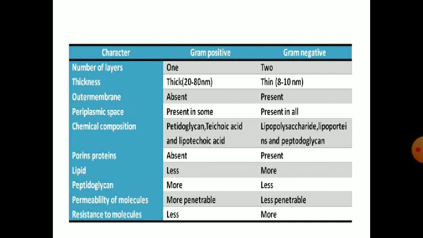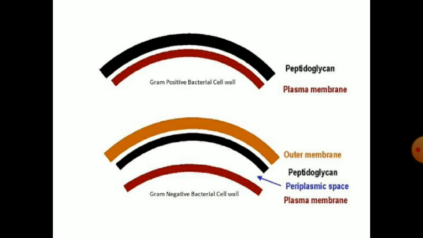Permeability of molecules is more penetrable in gram positive and less penetrable in gram negative. Resistance to molecules in gram positive is less and in gram negative is more. This is the cell wall of the gram positive and the gram negative organisms. In the gram positive organism the peptidoglycan layer is present in more amount, that is a thick layer, and the gram negative organism has a thin layer. In gram negative organisms an extra outer membrane is present.